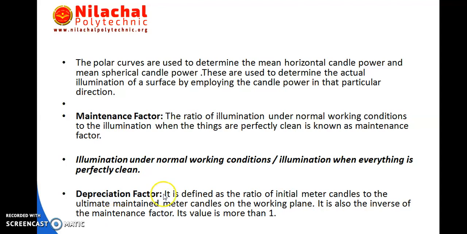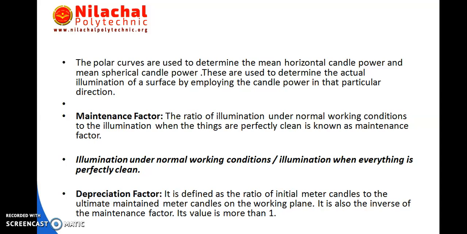Yeah, we discussed the illumination under the polar curve. Then we discussed the polar curve we use to determine the MHCP, and the other one is MSCP. These are used to determine the actual illumination of a surface by employing the candle power in that particular direction.